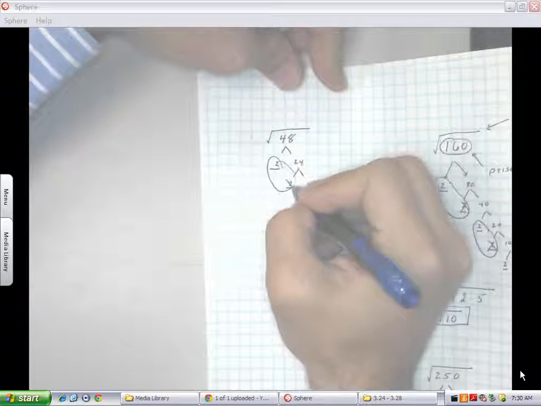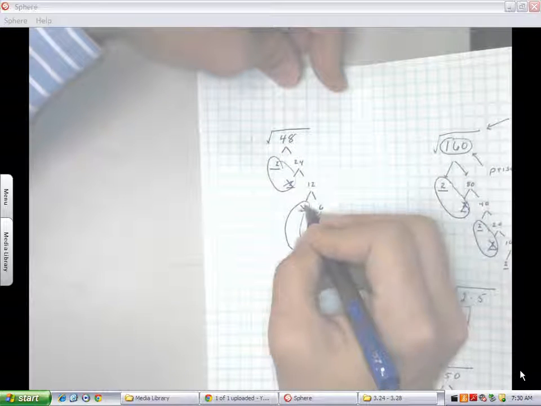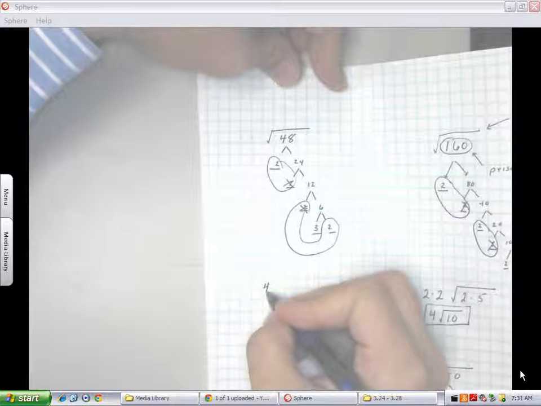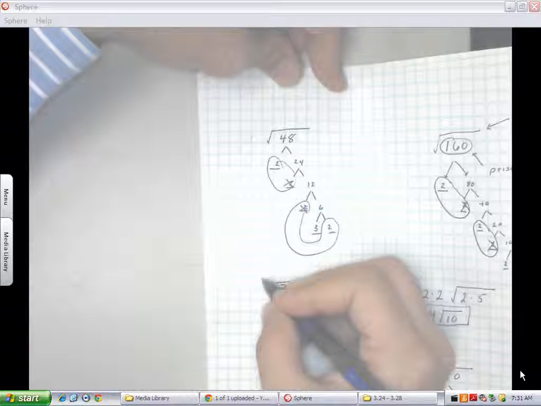So I have a pair of 2s. 1 goes down. I have another pair of 2s. 1 goes down. So I have 4 on the outside. Radical 3. And that's my simplified answer.